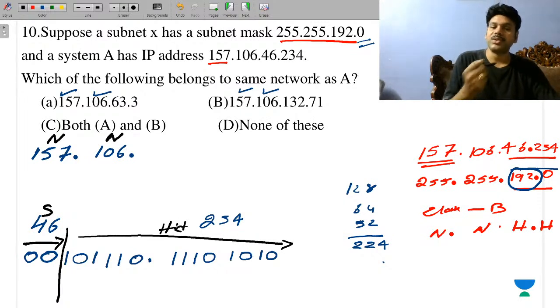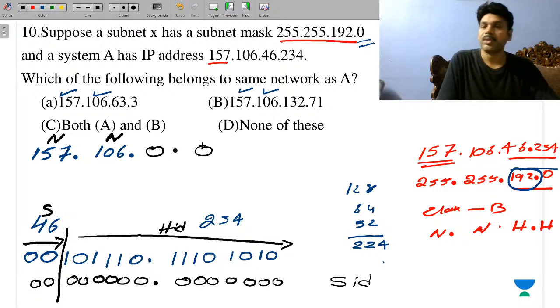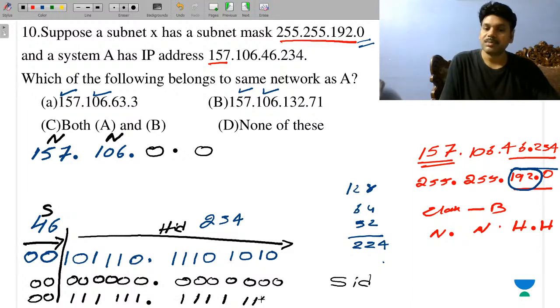So make them all zeros and make them all ones by dropping this. I'm bringing 6 zeros, and here also I'm bringing 8 zeros. This is your subnet ID. So what is your subnet ID? 157.106. Completely you read now 0.0. And what is your broadcast address? Drop as it is, and the remaining make them ones. 6 ones. Remaining you make them 8 ones. 8 ones means, please understand what is 8 ones.